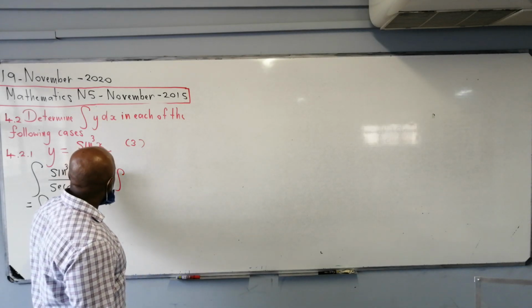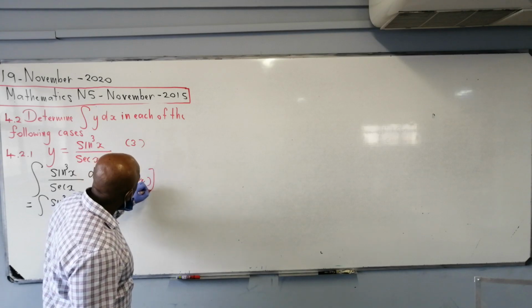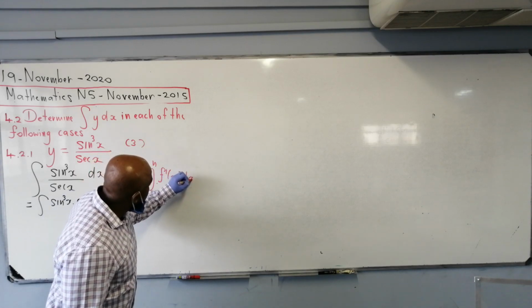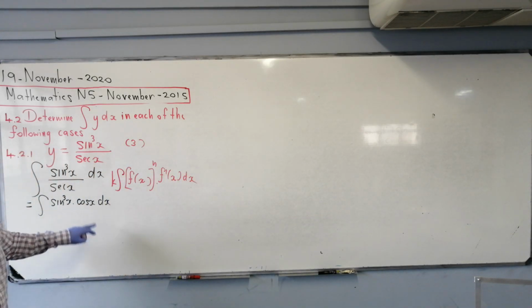We have the integral of f of x to the power n times f prime x dx. That's exactly what we have here. How do I know that? Because the derivative of sine is cos.